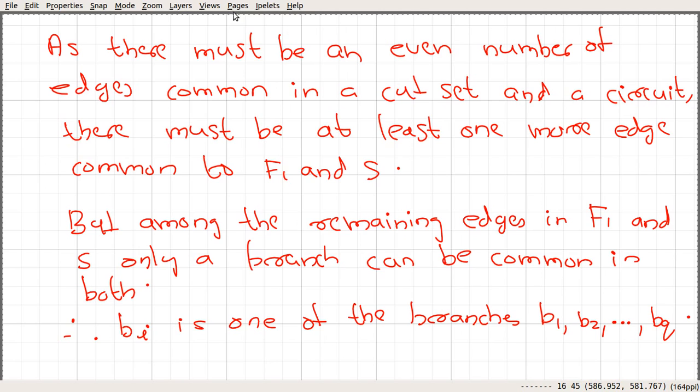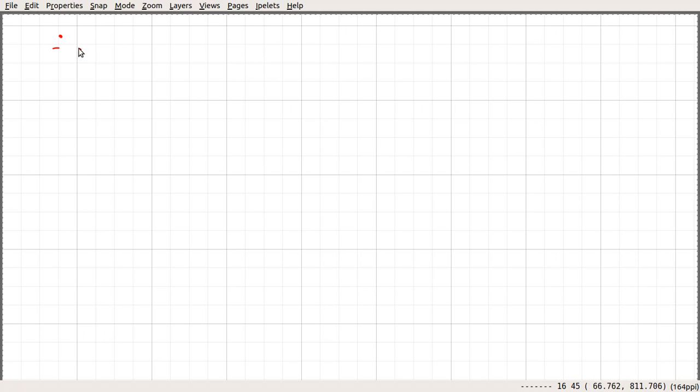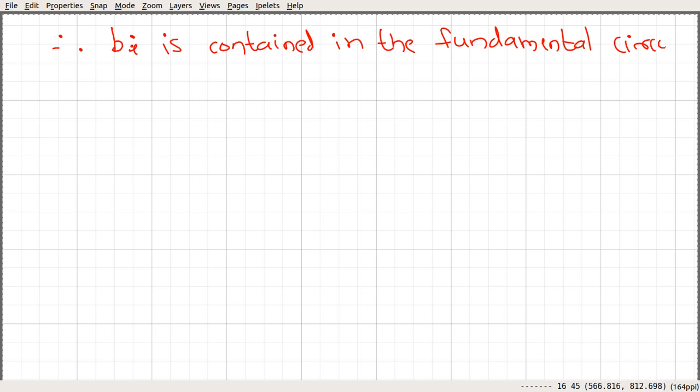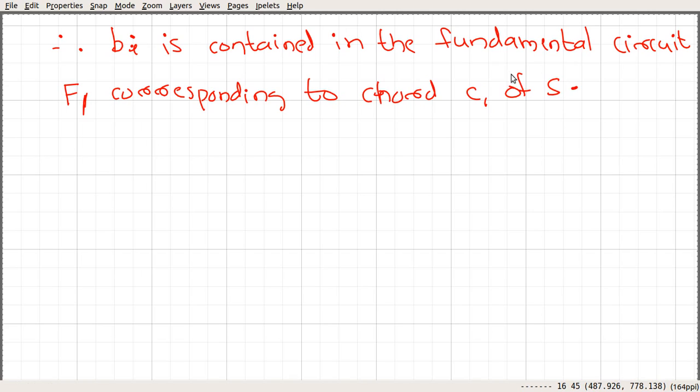Therefore this BI is contained in the fundamental circuit F1 corresponding to chord C1 of S. So BI is contained in the fundamental circuit F1 corresponding to the chord C1 of S.